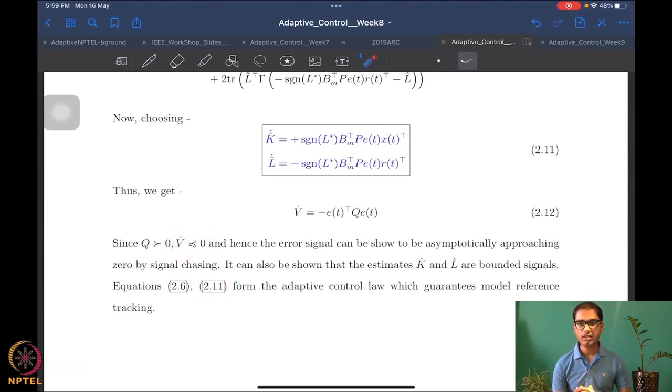And we know that because Q is positive definite, V dot is negative semi-definite. Not definite, because we have additional states K tilde and L tilde, so obviously it's not negative definite. It's in fact negative semi-definite. So what can we show? We can show that the error signal E goes to zero asymptotically as t goes to infinity. This we can do by signal chasing and using Barbalat's lemma. Of course, you can also show that these are bounded signals, no problem.